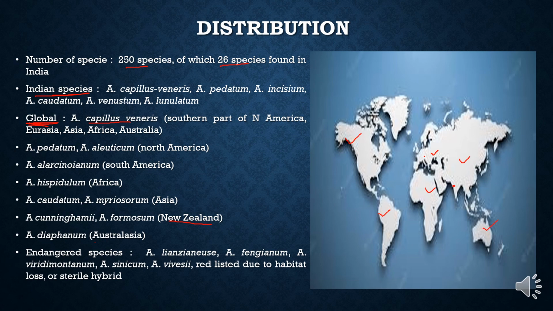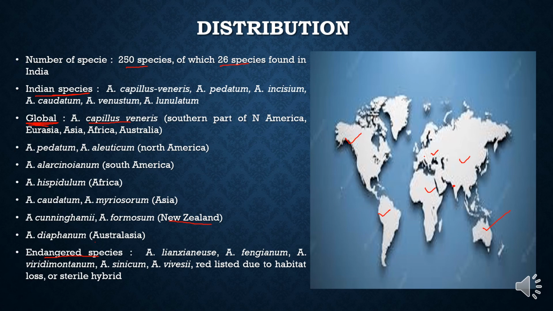So it is found here also. So we see that it is cosmopolitan in distribution. However, there are also many endangered species. This is because in Adiantum we see many of the species are endemic, and the main problem with endemic species is that now, due to anthropogenic changes, they are suffering from habitat loss.